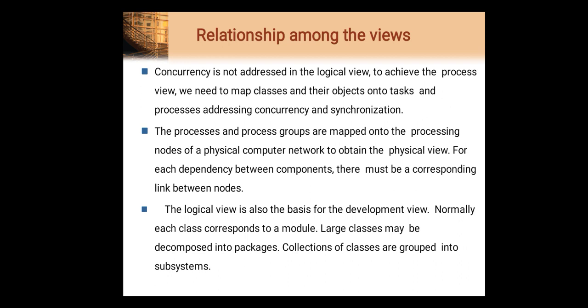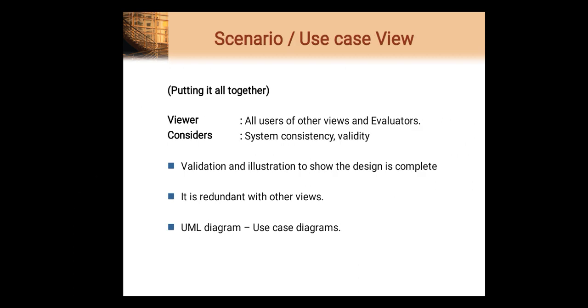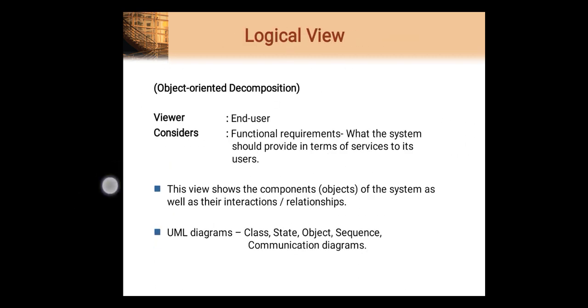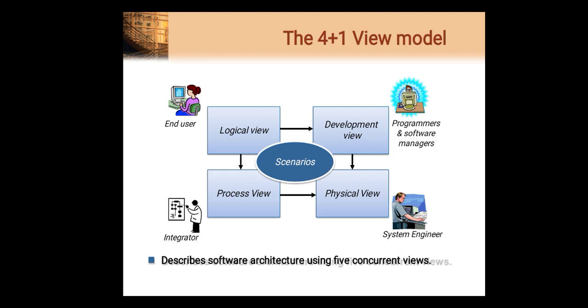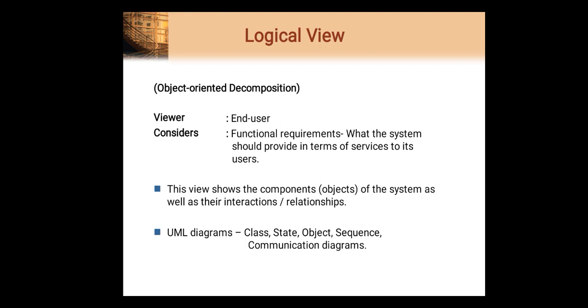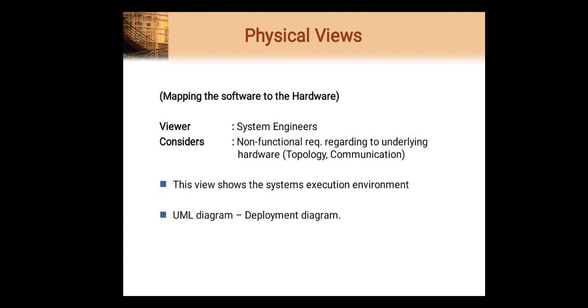So for each dependency between the components, there must be a corresponding link between nodes. So the process view is connected with the physical view. Now the logical view is also the basis for the development view. Normally each class corresponds to a module. If you look at this diagram, we are showing the relationship between the different views, such as the logical view is connected with the development as well as the process view, whereas the physical view is also connected with the development view and process view. This is the relationship between the different views.